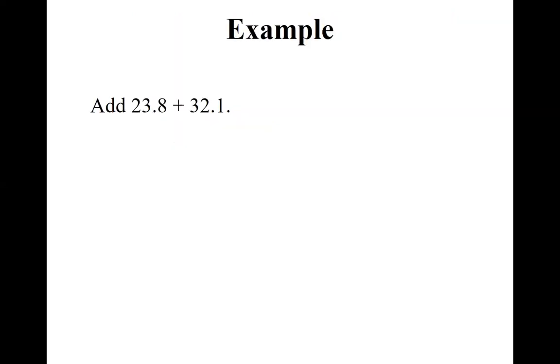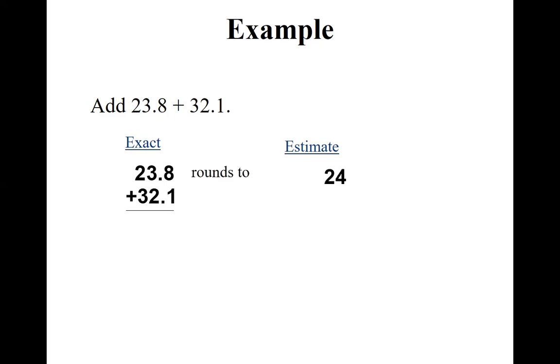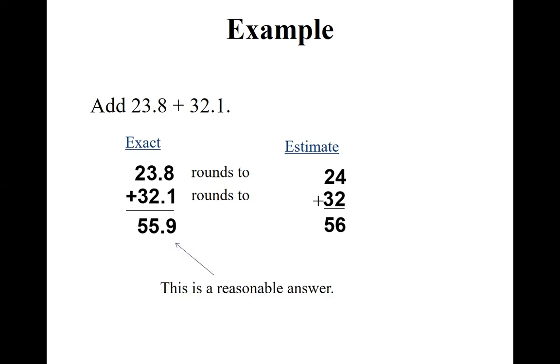So it's harder to keep track of where the decimal point is in those other operations. But let's use estimation and give ourselves a check on 23.8 plus 32.1. 23.8 rounds to 24. 32.1 rounds to 32. When we add the exact, we get 55.9. When we add our estimate, we get 56. Those are close, so this is a reasonable answer.